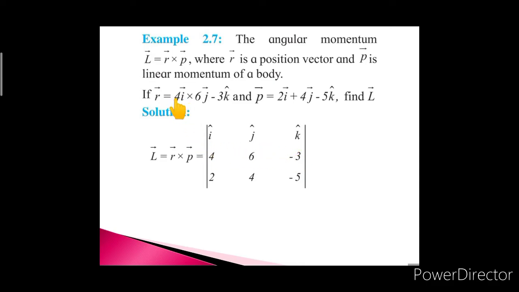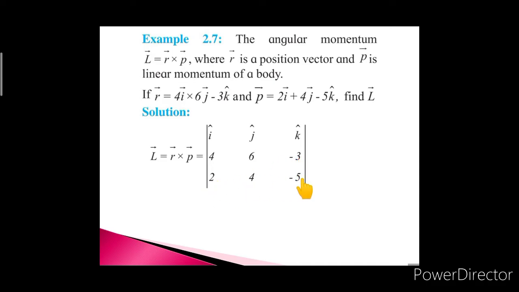Magnitude along the x axis is 4. So here we write the value as 4. Magnitude along the y axis is given as plus 6. So here we have written plus 6. Magnitude along the z axis is minus 3. So here we write the value as minus 3.